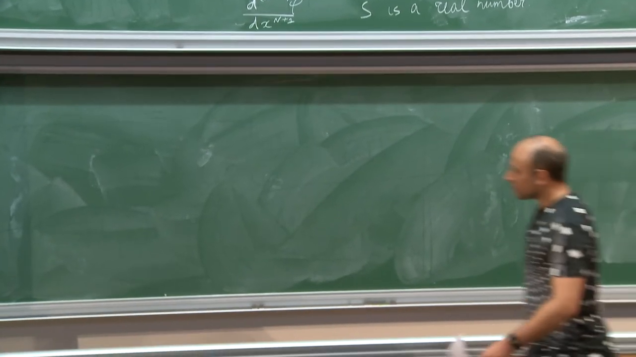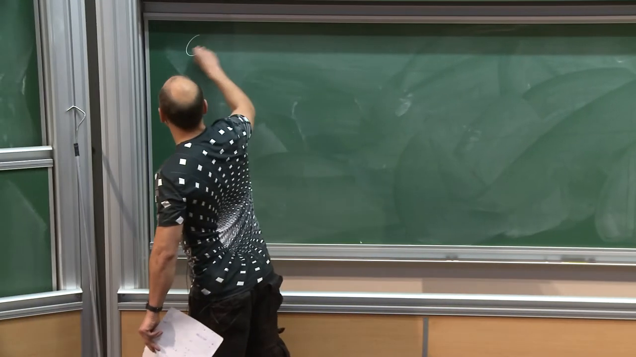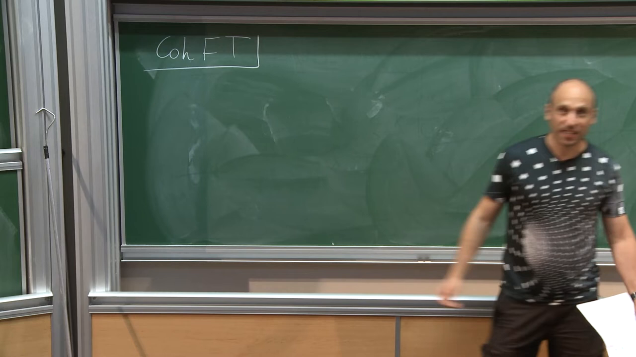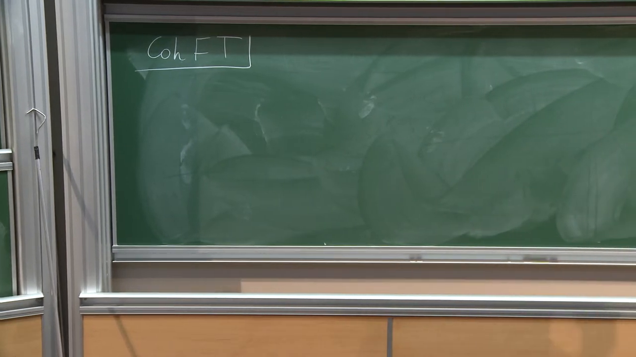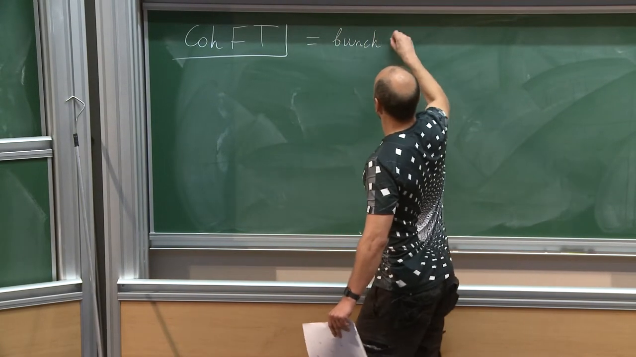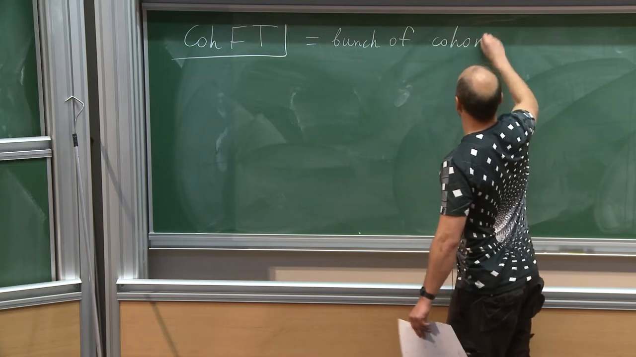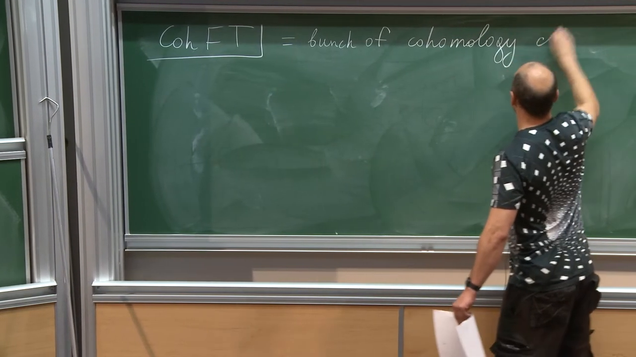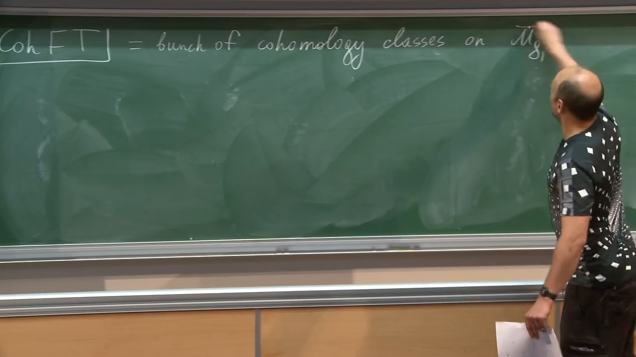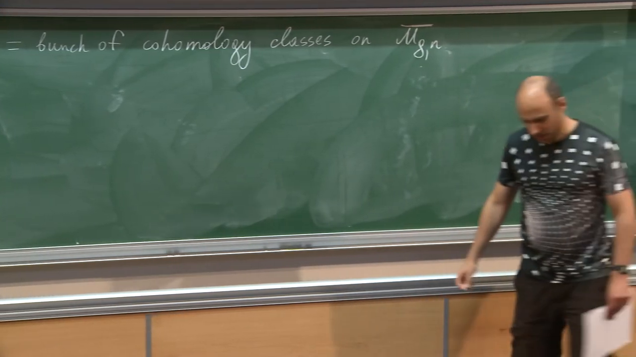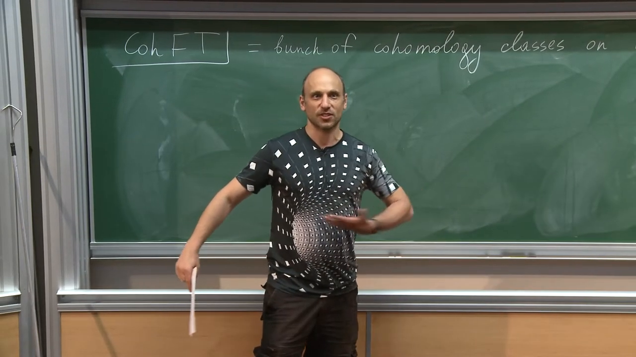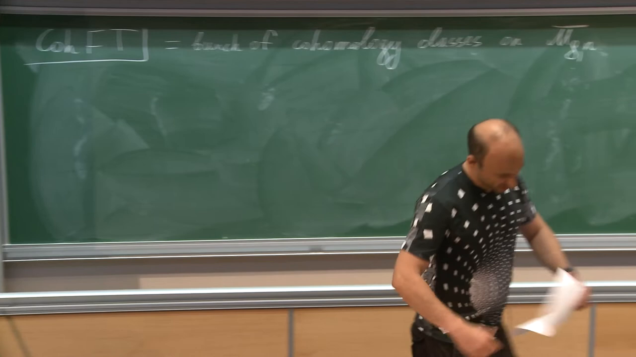Okay. So first of all, what is a cohomological field theory? I will start by example, using these two examples, since we have these two examples. So a cohomological field theory is a bunch of cohomology classes on M_{g,n} bar, the moduli space of stable curves of genus g with n marked points. Like this is genus 1, for instance. I have an example on my t-shirt.